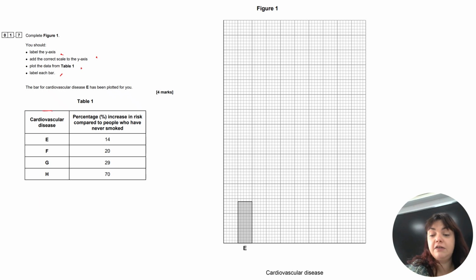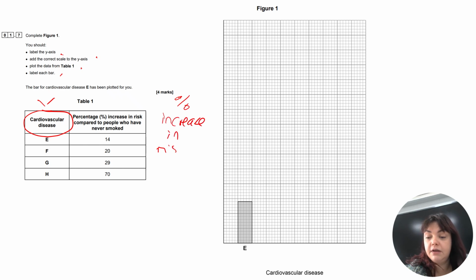Now, this has already been labelled on the x-axis. Therefore, we need to put percentage increase in risk on the y-axis. You could just leave it at that. That is absolutely fine. But if I was you, I would write the whole thing. I'm not going to do that today because I'm going to run out of space very quickly. But it's percentage increase in risk compared to people who've never smoked.